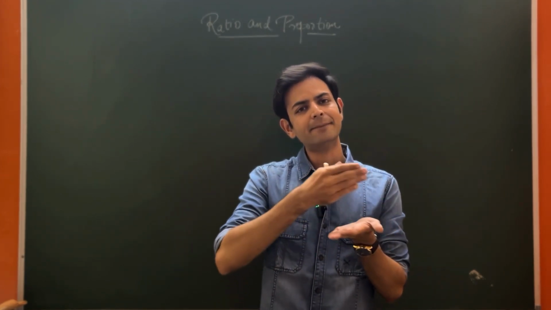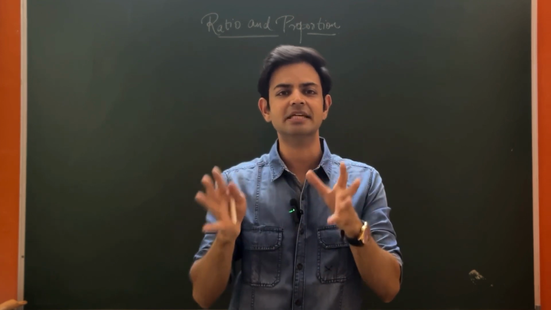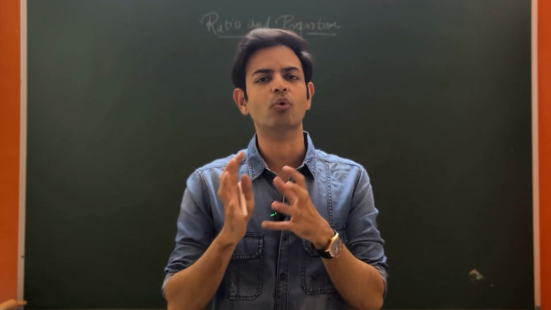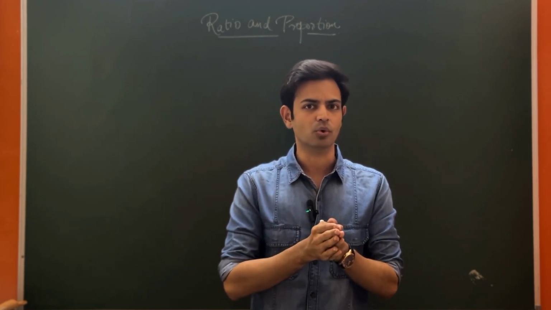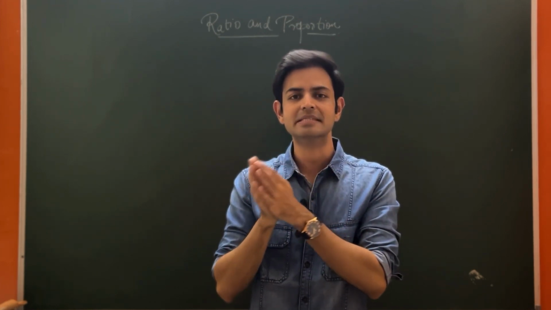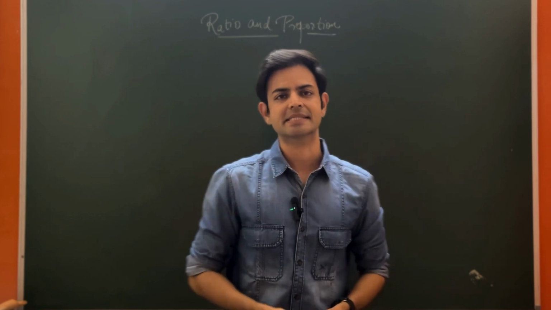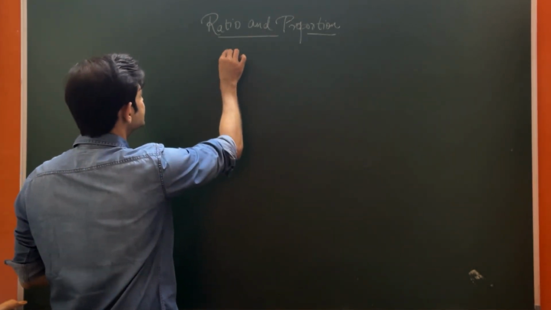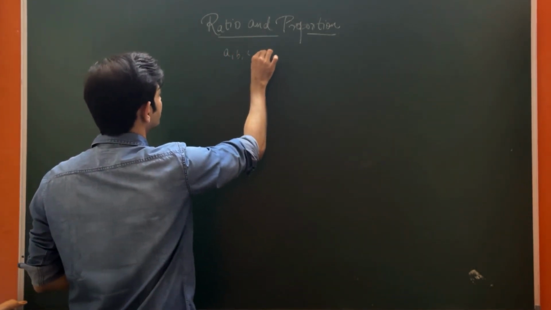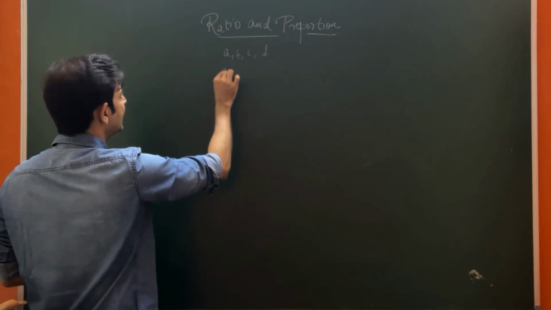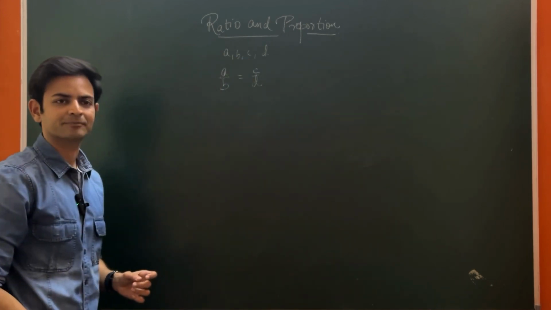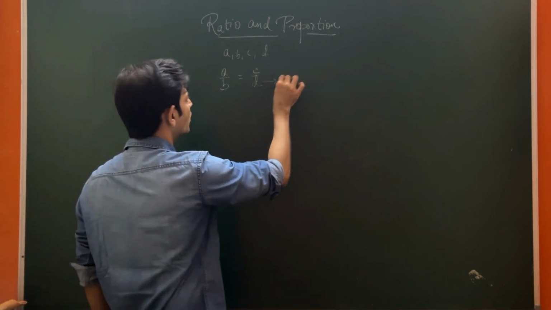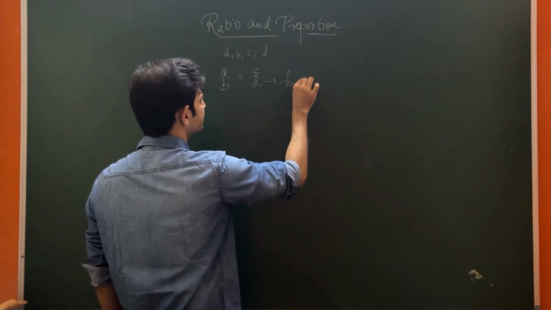So, if A, B, C, D, these four quantities or four numbers or four values, and none of them is zero, are having a similar ratio, then we can say A, B, C, D are in proportion, which means A by B is equal to C by D. So this D is called the fourth proportional.